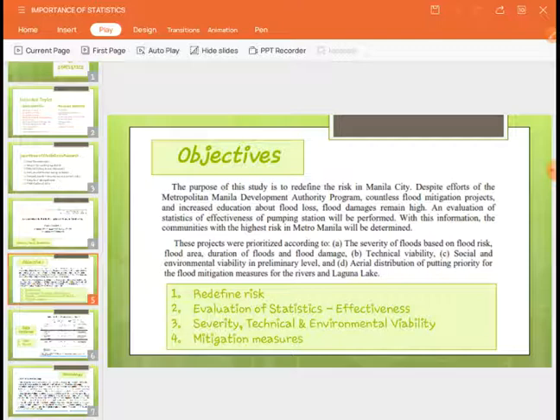Next is to evaluate the effectiveness. So kapag merong word na effectiveness sa statistics, we are comparing something. We are comparing two variables or two entities. And next is the severity or technical and environmental viability. And last is to mitigate measures. Lahat ng nandyan sa objectives is or must be anchored to statistics.